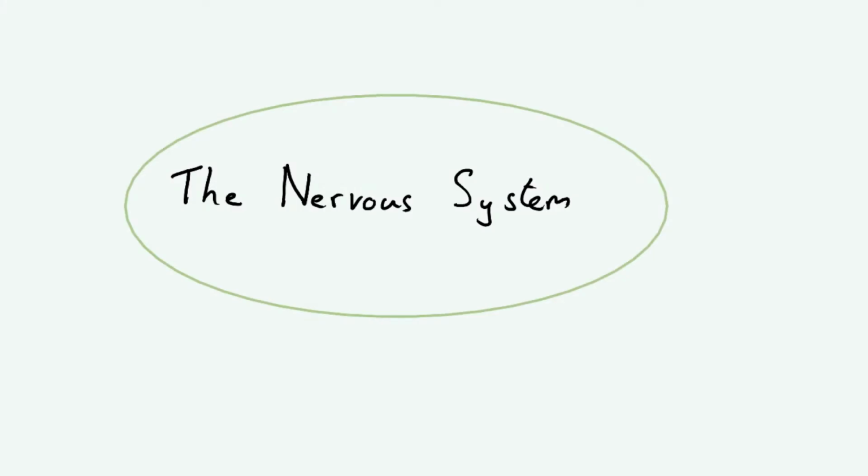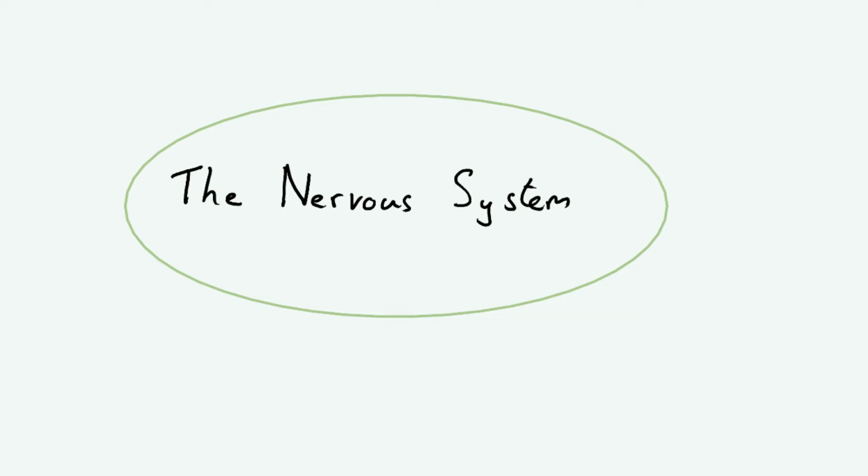Okay, hi, so welcome to this video where we're going to introduce the nervous system. Now, what is the nervous system? Well, the nervous system is basically a way for multicellular organisms to detect and respond to external stimuli, right? External stimuli just means some change in the external environment which can be detected by the organism.